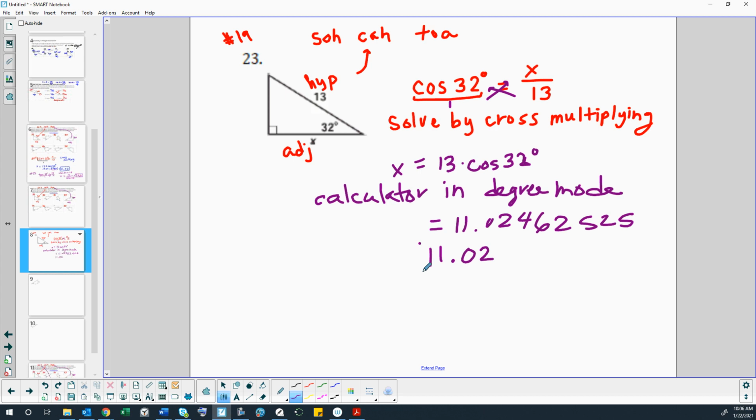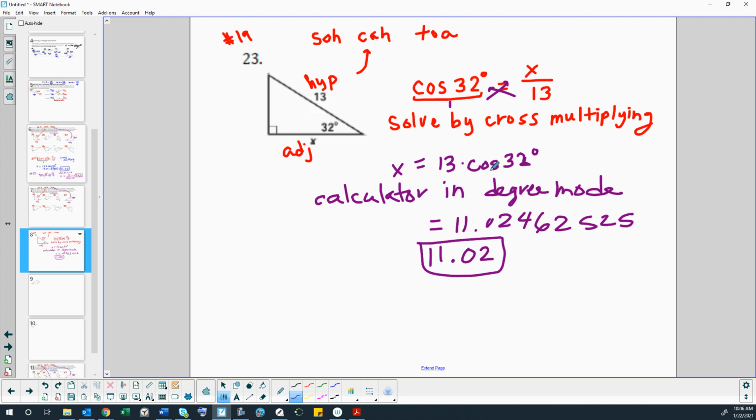It's always a good idea to stop and think about if your answer makes sense. If the hypotenuse, which is the longest side, is 13, then this shorter side being 11 makes sense to me. What wouldn't make sense is if we had gotten an answer bigger than 13. We would have known we'd done something wrong, because the hypotenuse has to be the longest.